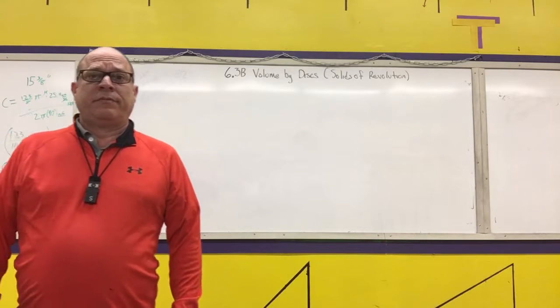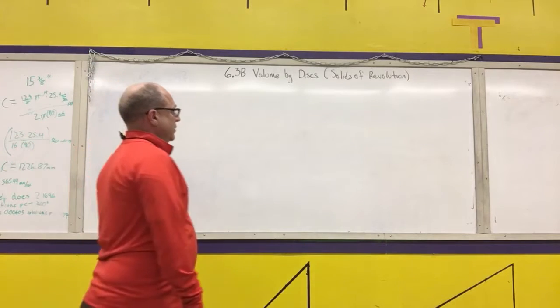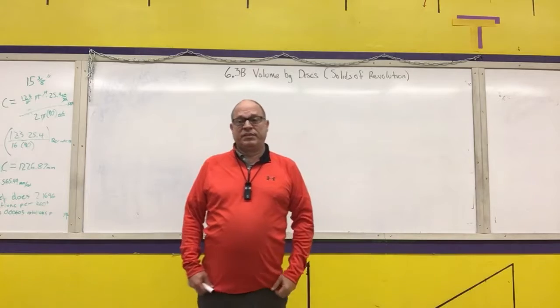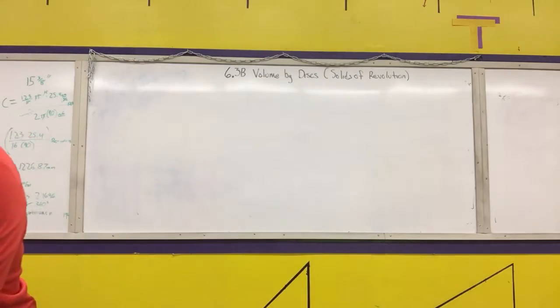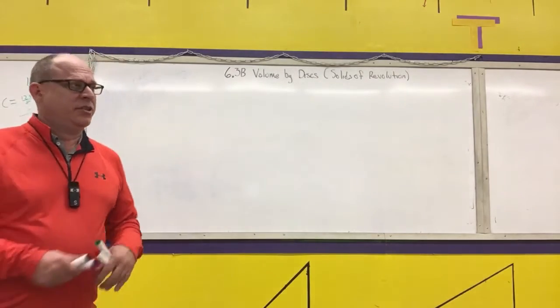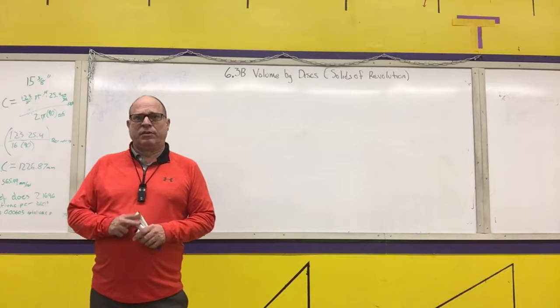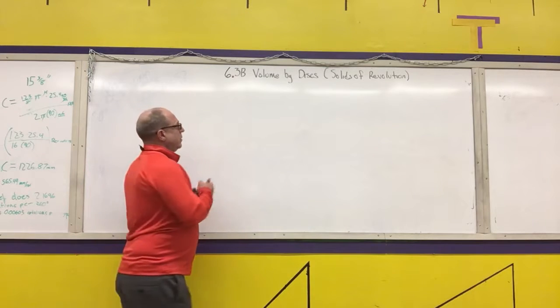The next part of section 6.3 is volume by disk. And I think volume by disk is much easier than 6.3a. And the section 6.3c, which will be volumes by washers, is just a little bit more difficult than this one. But again, it's a little bit easier than 6.3a because it's easier to visualize these than it is to visualize the 6.3a problem. So volume by disks.